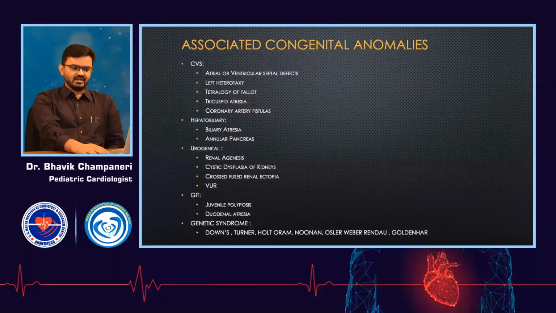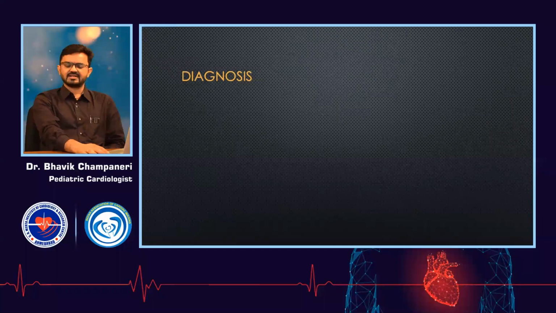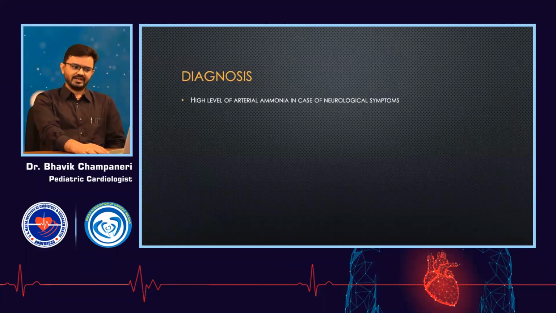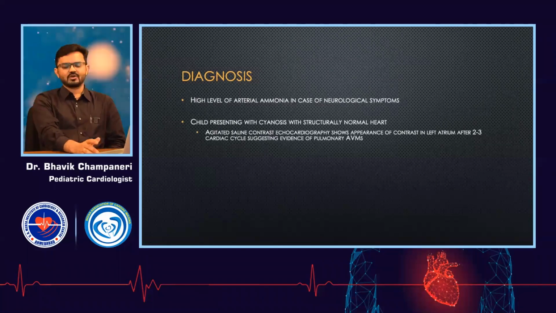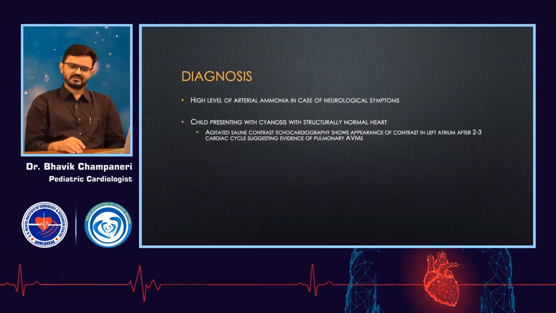Coming to the diagnosis, it is mainly imaging based, and the majority has been taken care of by Dr. Megha, but I will go through indirect clues which suggest that this patient may have congenital portosystemic shunts. One is a raised level of arterial ammonia. Any child who has cyanosis but a normal heart, and on agitated saline contrast echo there is appearance of contrast in the left atrium after 2 to 3 cardiac cycles, indicates evidence of pulmonary arteriovenous malformation, which may be secondary to portosystemic shunt.